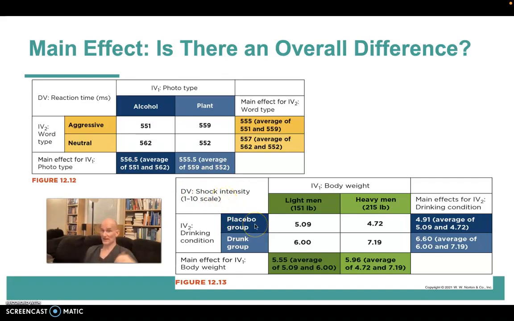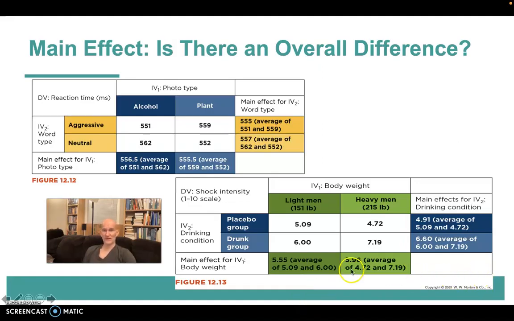So once again, we can ask first about the main effects, right? We want to know the main effect of body weight. Ignoring whether people were drunk or not, was there a difference of body weight on shock intensity? Right, so once again, we average across these two cells, and we average across these two cells to get the marginal means here. And we average across these two cells and across these two cells to get the marginal means here.